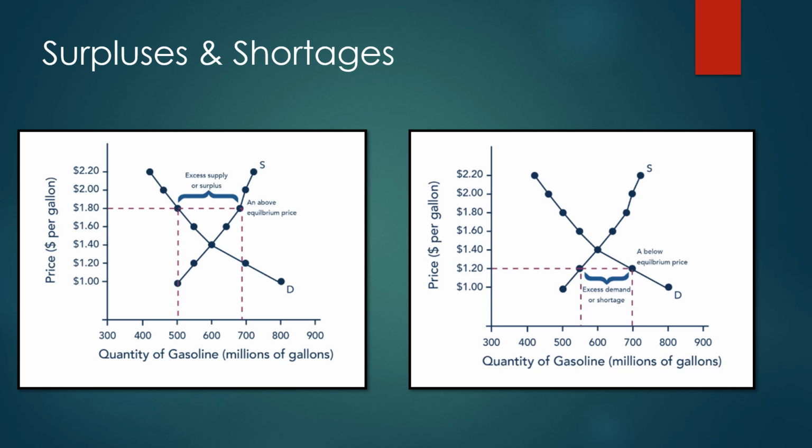And we see here that surpluses are always going to be shown as above the equilibrium price. Shortages are always going to be below the equilibrium price.